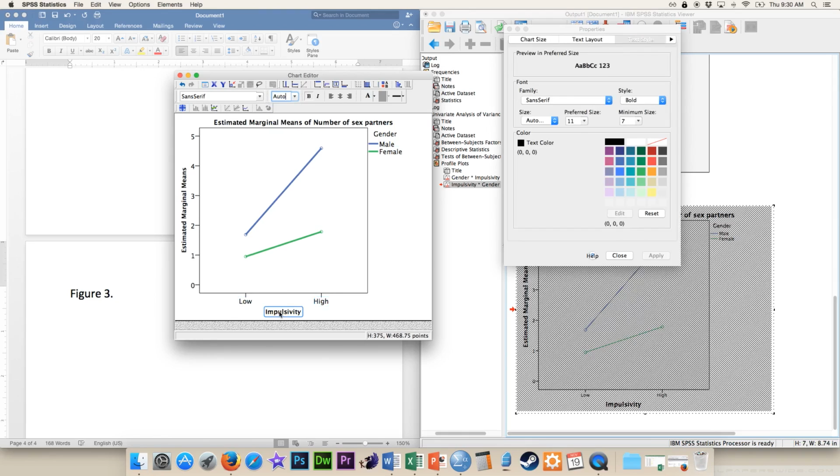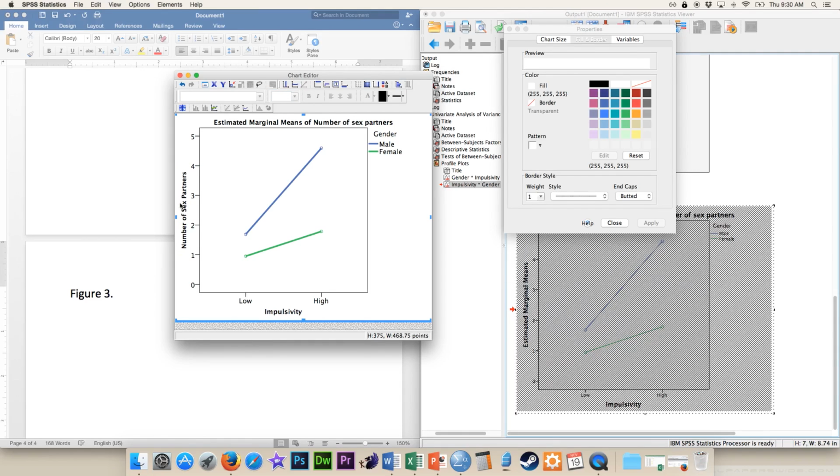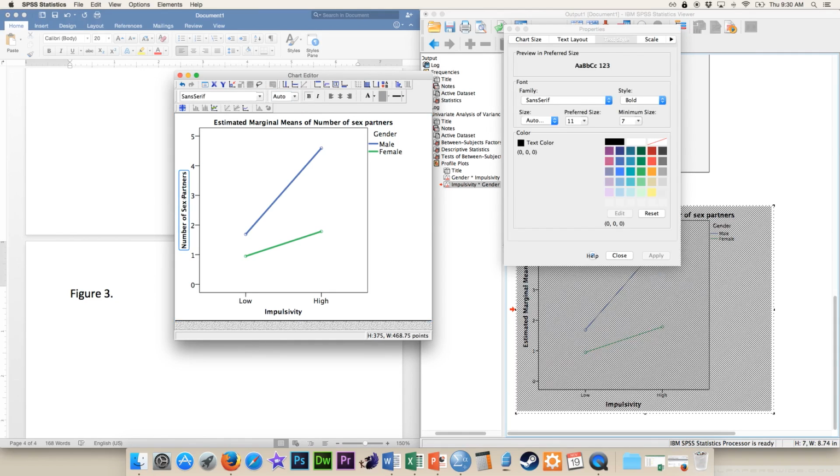So for example, in this case, when it has estimated marginal means, it just always puts that for ANOVA. We could put in here what this actually is: number of sex partners. So to change text, all you do is click on it once, wait a second, and then click on it again, and then you can edit it.